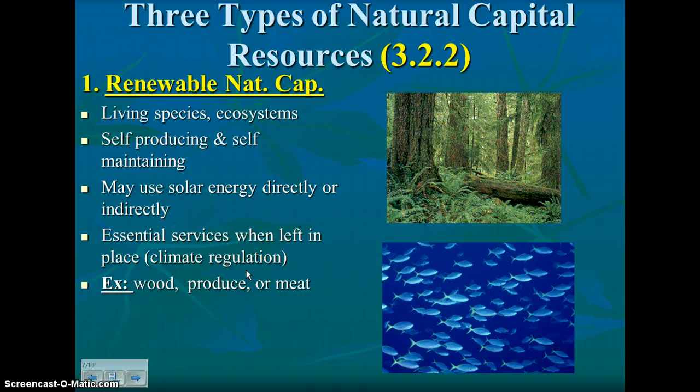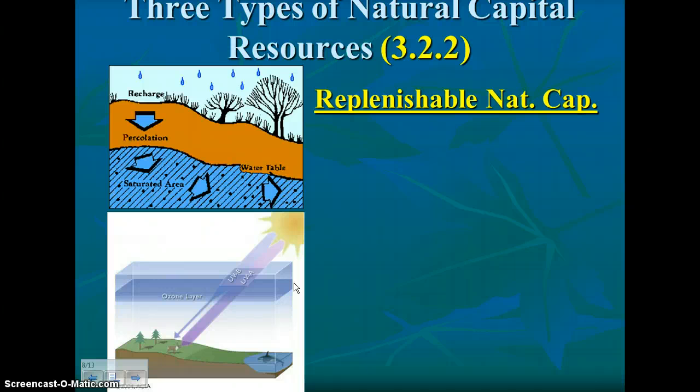Here are some really good examples of this type of natural capital, renewable. Notice that these are all living thing products. Wood, produce, meaning like our fruit and vegetables, meat products, whether it's fish or chicken. All these things are renewable because we can get more of them within a reasonable time frame for the most part. This next kind is replenishable.